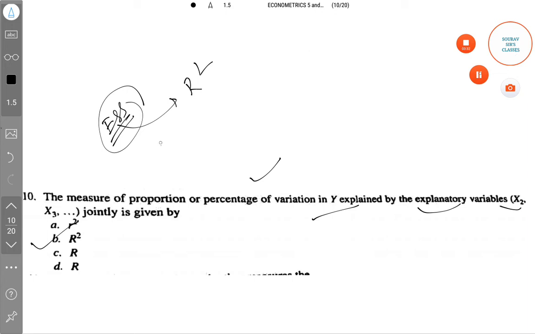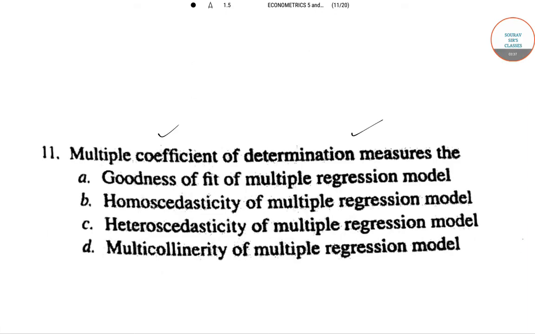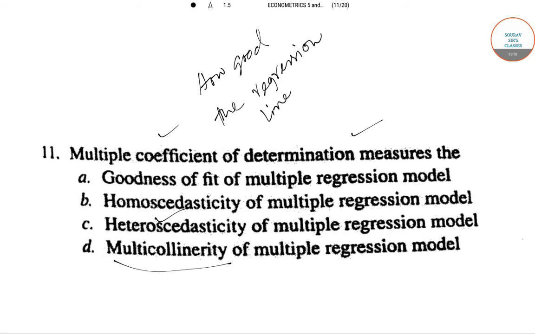Question number 11 says the multiple coefficient of determination measures the goodness of fit of the multiple regression model, homoscedasticity of the multiple regression model, heteroscedasticity of the multiple regression model, or multicollinearity of the multiple regression model. The multiple coefficient basically says how good the regression line is representing the data. Therefore, it is related to the concept of goodness of fit. So the first option is the correct option.